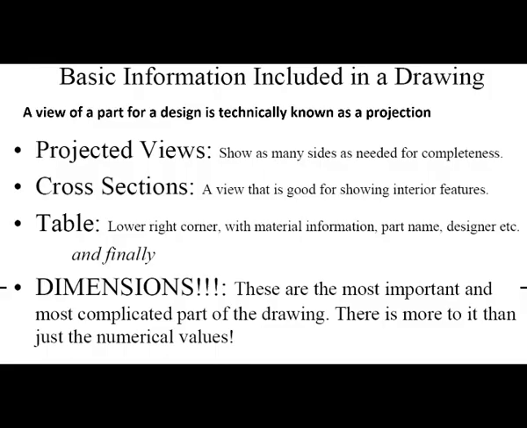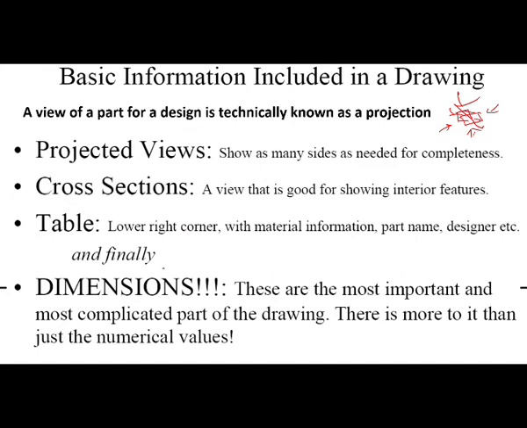Basic information included in a drawing: a view of a part for a design is technically known as projection. We need to understand projected views, cross sections and other drawing information. Projected views show as many sides as needed for completeness. If there is any object, we have to show the front view, side view, left view, right view, top view. That is called projected views. A cross section is a view that is good for showing interior features. We cut the 3D part if we want to see the interior section. That is called cross section.